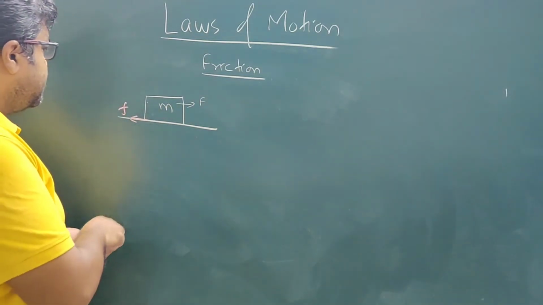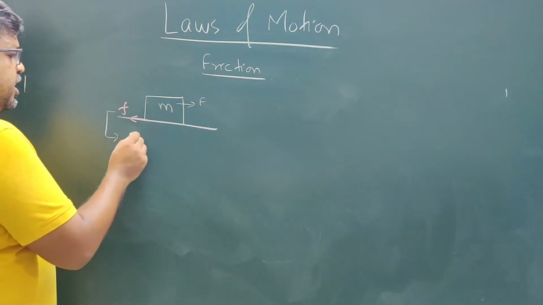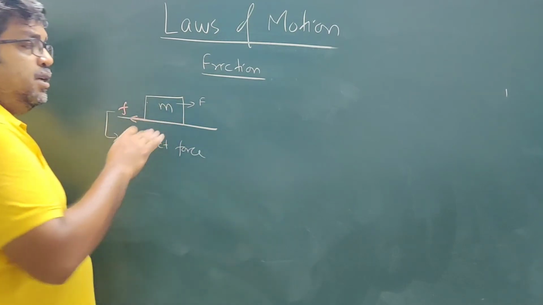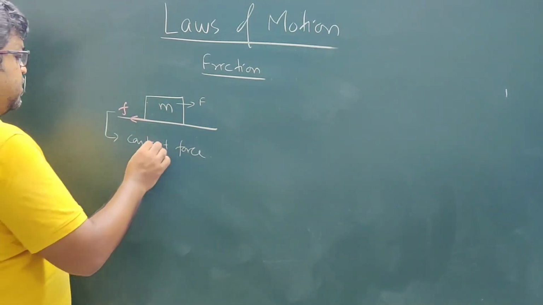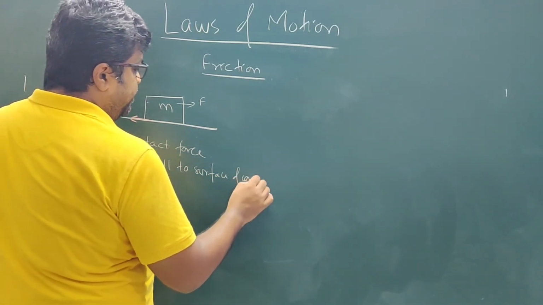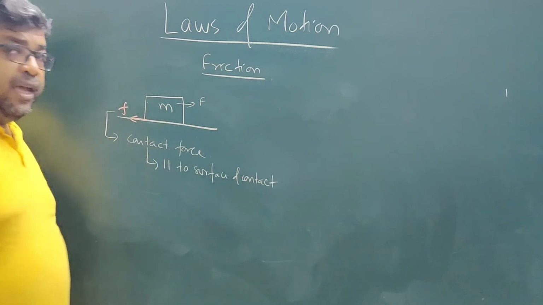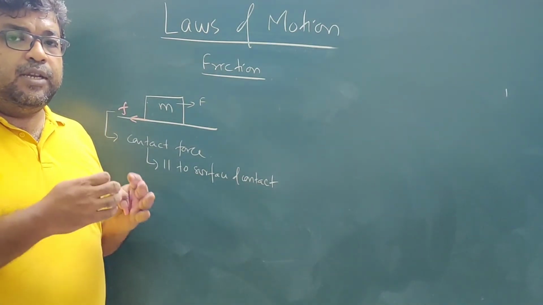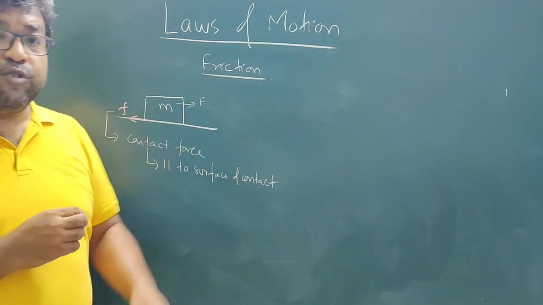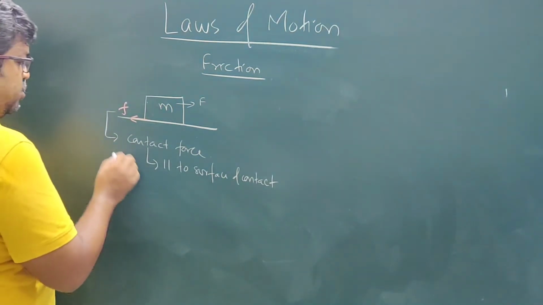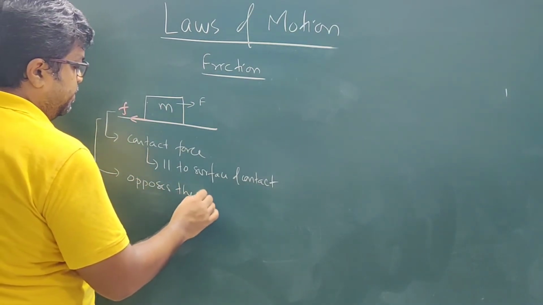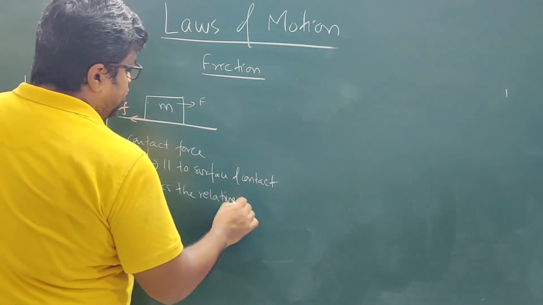So basically this friction is a contact force. It is a type of contact force that is developed parallel to the surface of contact. It is always developed parallel to the surface of contact. And what does it oppose? It doesn't oppose the motion. It opposes the relative motion. Friction opposes the relative motion.